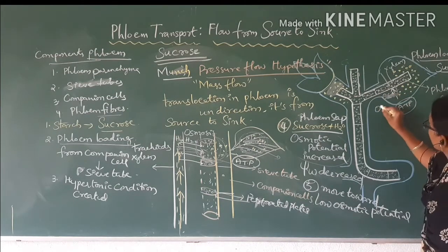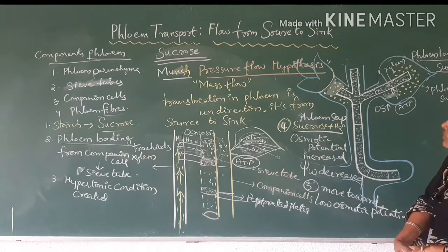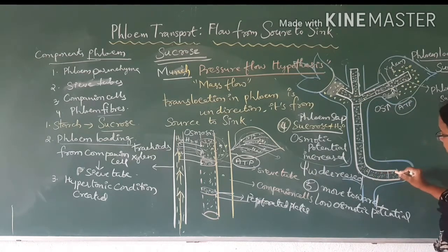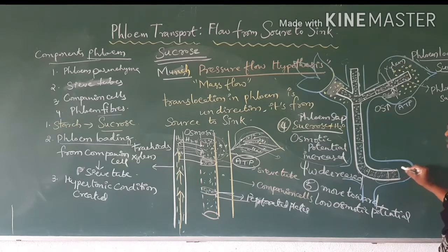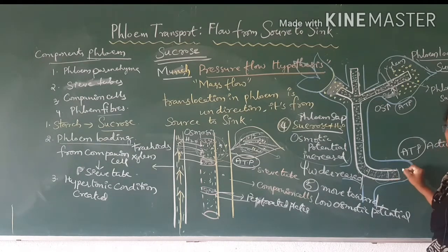Osmotic potential is increased, so it travels to all the parts of the plant. Finally, when it reaches the point where it has to release all the materials, here is the high concentration, there the low concentration. This sucrose solution will not come out easily, passively. So actively, again by spending ATP, they release the materials.